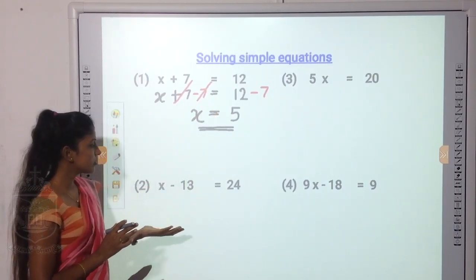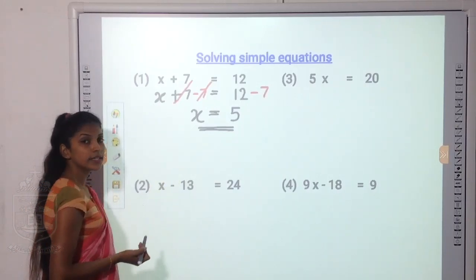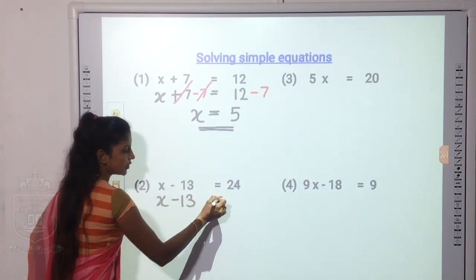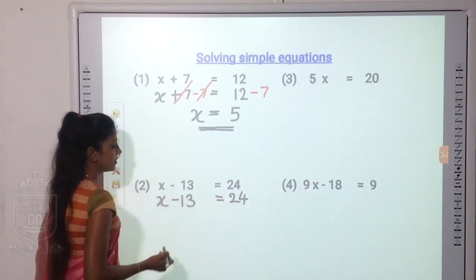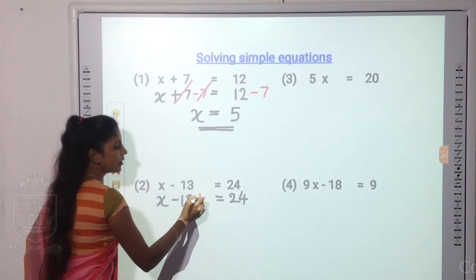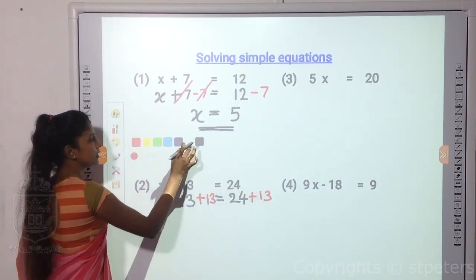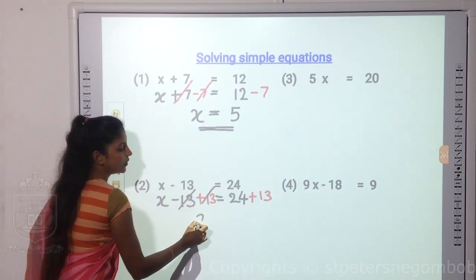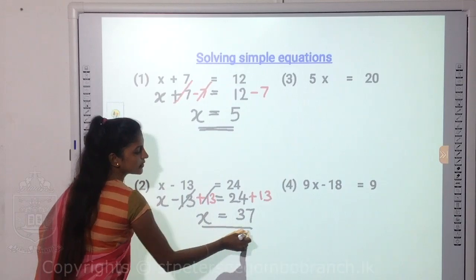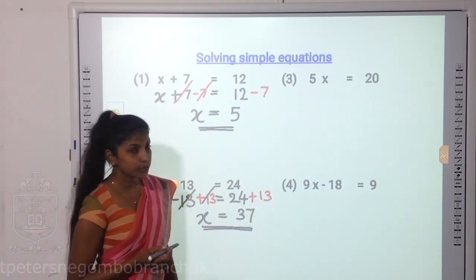And then the second equation, you all can see x minus 13 equals 24. So you have to cancel minus 13. So in order to cancel minus 13 and to remain x, what do you have to do? You have to do the opposite of minus 13. So what's the opposite of minus, or the inverse? That is plus 13. So you have to add 13 to both sides. So 13 will cancel from the left side and x will remain. x equals 37 is the answer. Right, in the same manner we can solve the other two questions also.